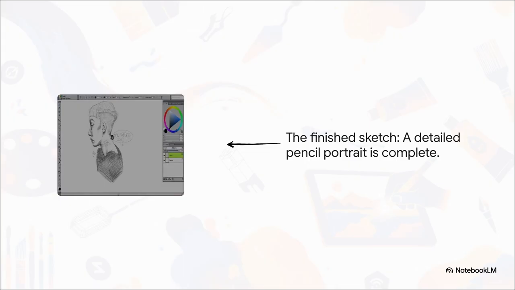And boom, here's the finished sketch. Just look at it, the shading, the fine details, those subtle contours. You'd swear this was a traditional graphite drawing. It's proof that you can absolutely capture that authentic, hand-drawn feel in a digital medium.